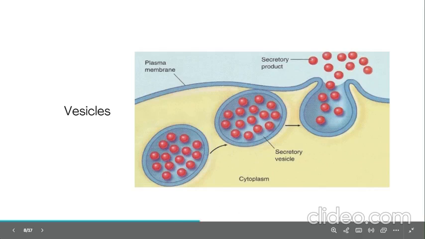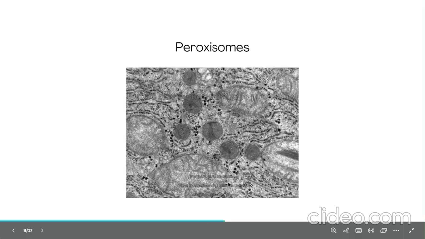Vesicles are tiny sac-like organelles made of membrane. They are used for transport and release of molecules into or outside the cell. Peroxisomes are typically vesicles. They contain enzymes that break down molecules.